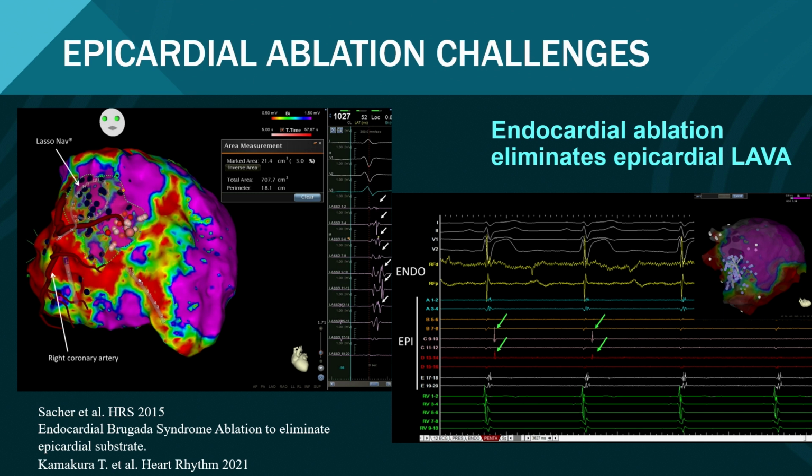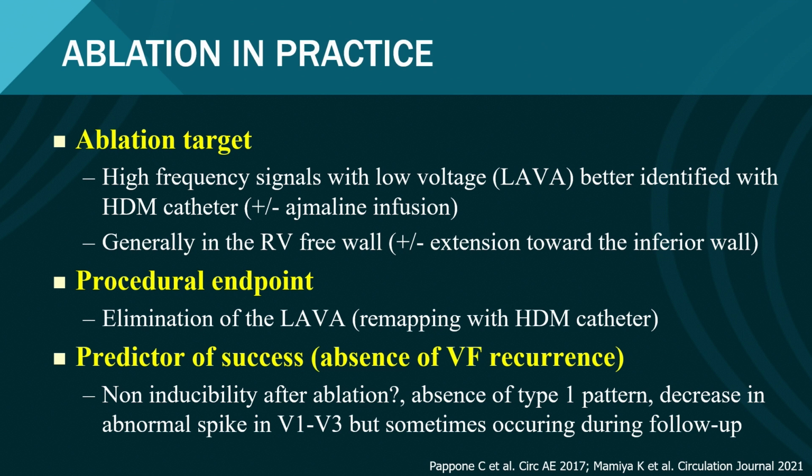So this is the target that we're recording epicardially during ablation from the endocardium, and you see that it did work. The risk for reconnection is higher as compared to direct ablation, but you have to compromise. So ablation targets high-frequency signals that are poorly coupled. You may want to call them LAVA or not. Not a big deal. Better identified with high-density mapping catheters. I think these catheters are really doing a better job as compared to the solid-tip electrode ablation catheter that we may otherwise use. Ajmaline is optional.